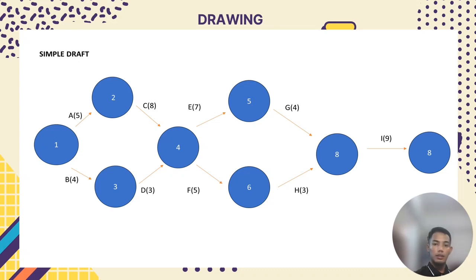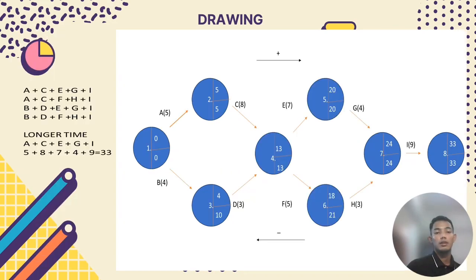Okay, for the simple diagram I have 4 critical paths. Number 1, A plus C plus E plus G plus I. Second, A plus C plus F plus H plus I. Third, B plus D plus E plus G plus I. Lastly, B plus D plus F plus H plus I. So let's look at the critical path.